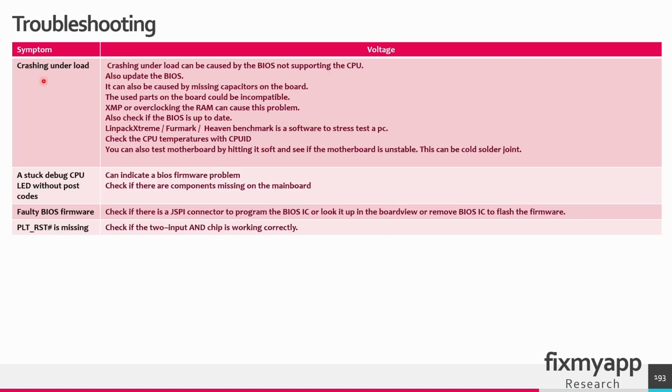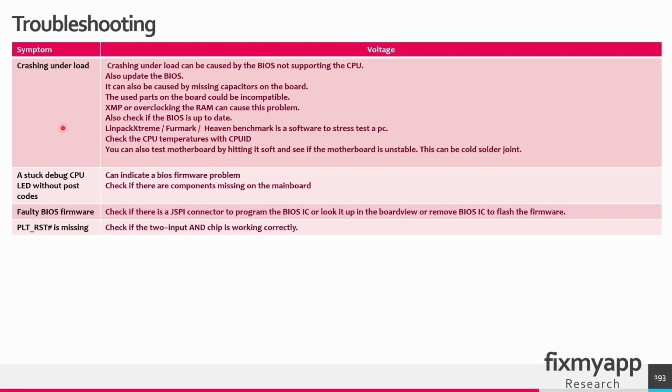When the computer is crashing on load, it can be caused by a BIOS that is not supported by the CPU, so you have to update the BIOS. It can also be caused by missing capacitors on the mainboard. Also, the used components on the board could be incompatible, so they can also cause crashing on load. When the settings for overclocking the RAM memory are not correct, it can cause crashing on load, and the same goes for overclocking the CPU. Always check if the BIOS is up to date.